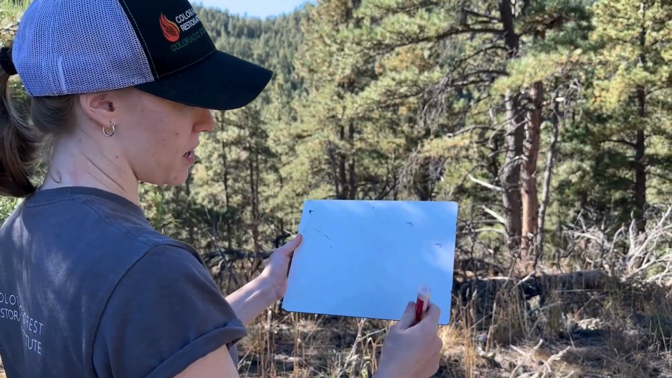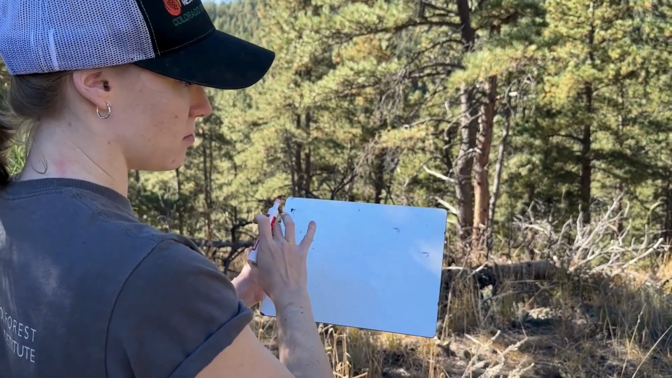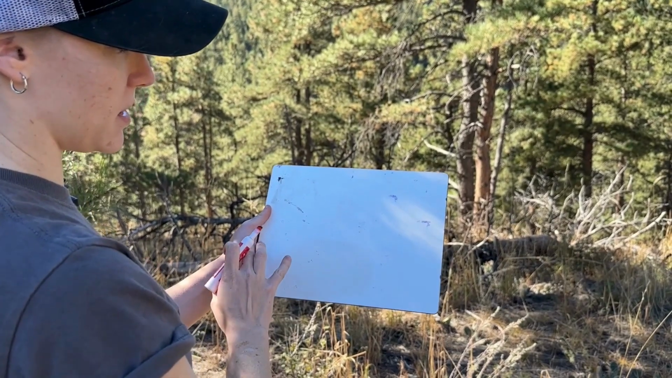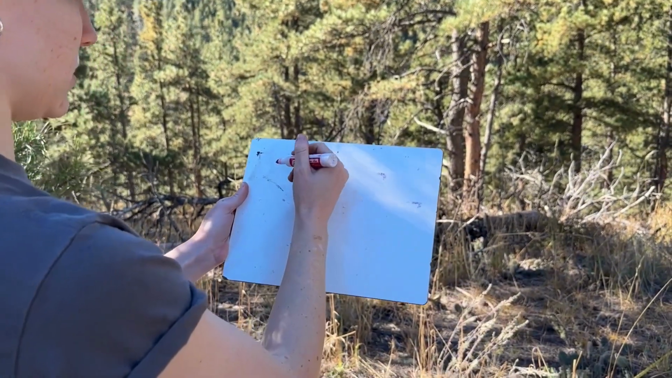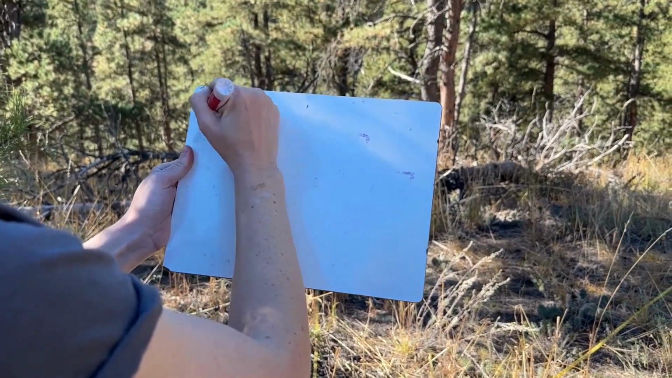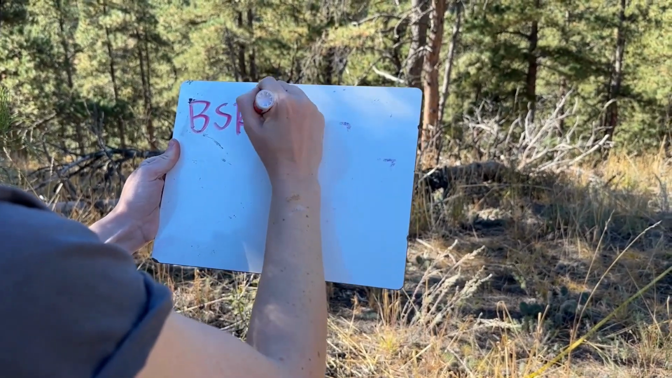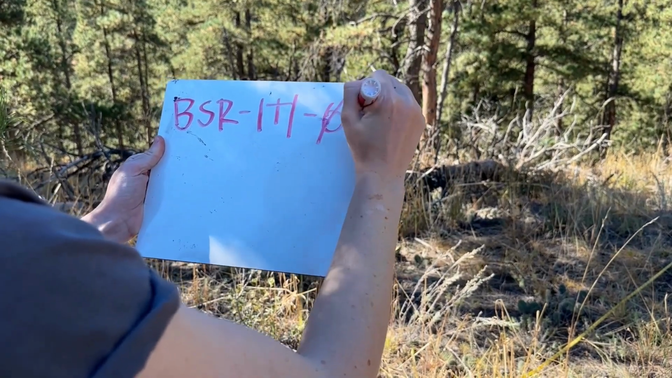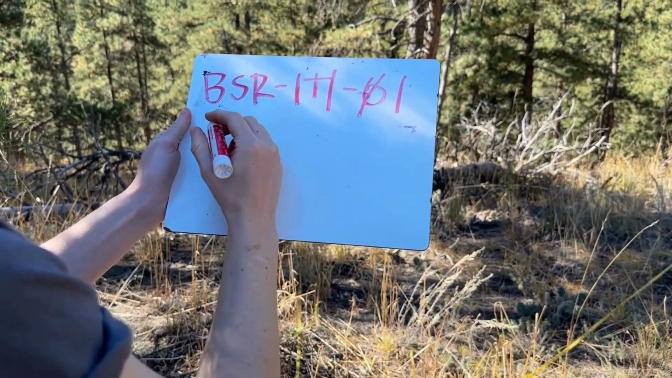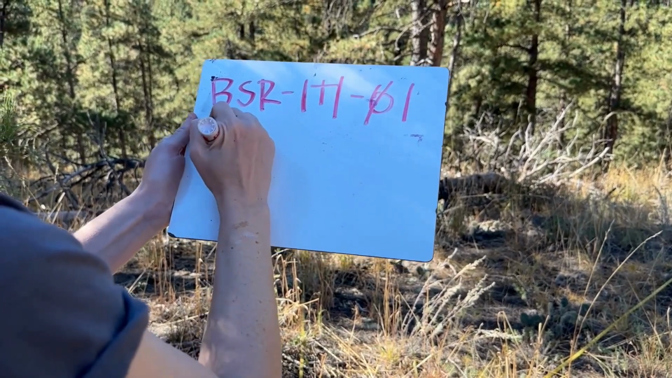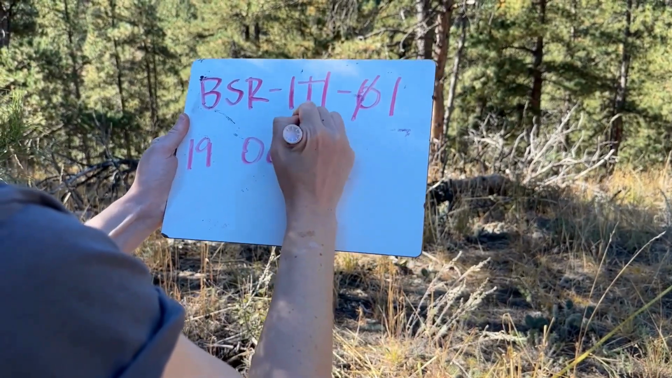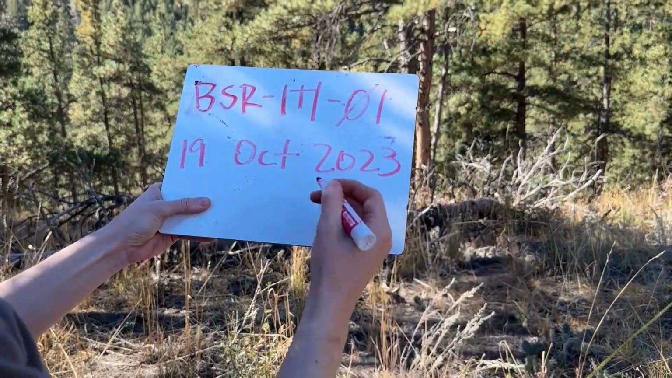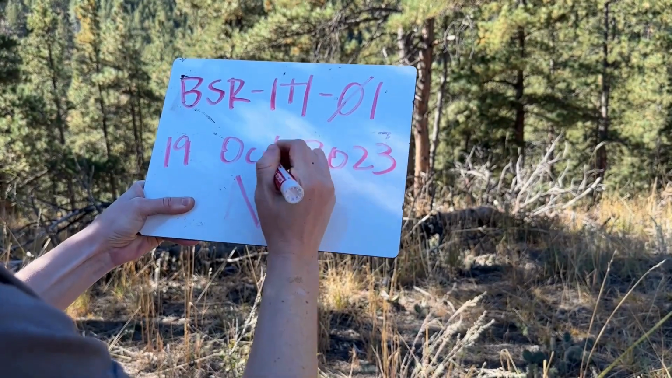So we're gonna have a whiteboard in each photo with the plot name, the whole thing with the plot code, identifier and the plot number, and then we're also gonna put the date that we are at the plot. So let's start with that. We're at Boy Scout Ranch, BSR, 1T1, we're in treatment unit 01, and it is the 19th of October, 2023. We're also going to put the direction that we're facing on there.